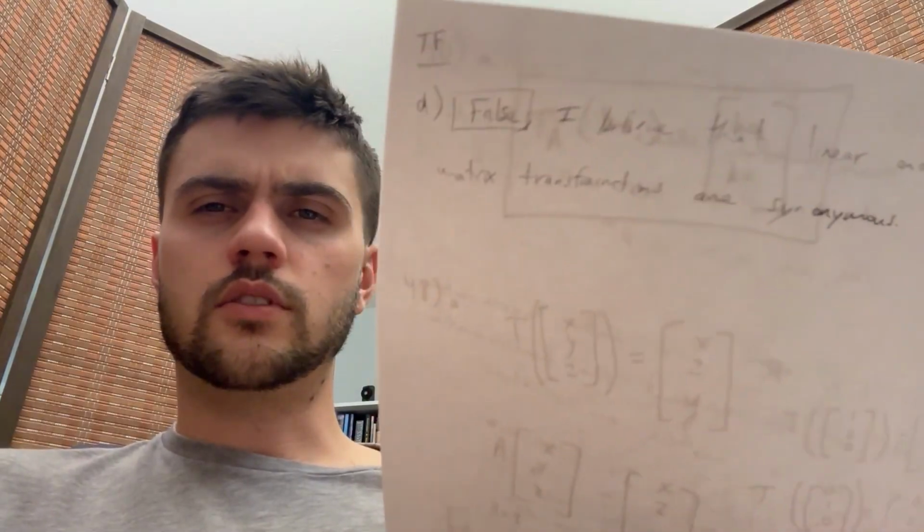This last true or false question for 1.8 was basically asking, are there linear transformations that aren't matrix transformations? And I said false, because I think the book defined them as synonymous. A linear transformation is a matrix transformation, and a matrix transformation is a linear transformation. On that note, that's it for 1.8.